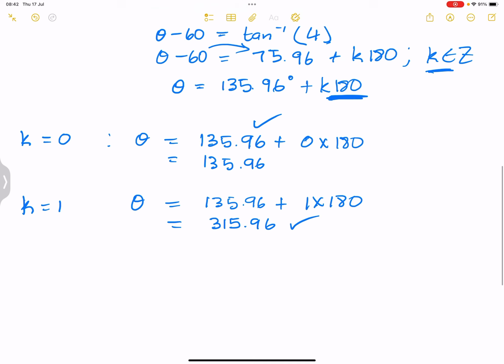So in my solution, theta will be equal to 135.96 and 315.96. And those are the two values that are within the interval that is given to us.